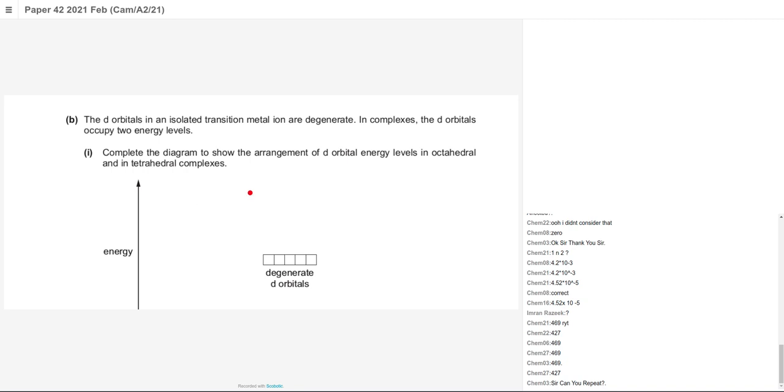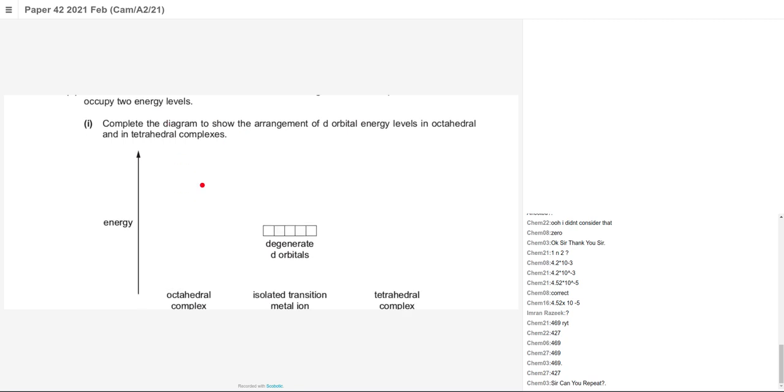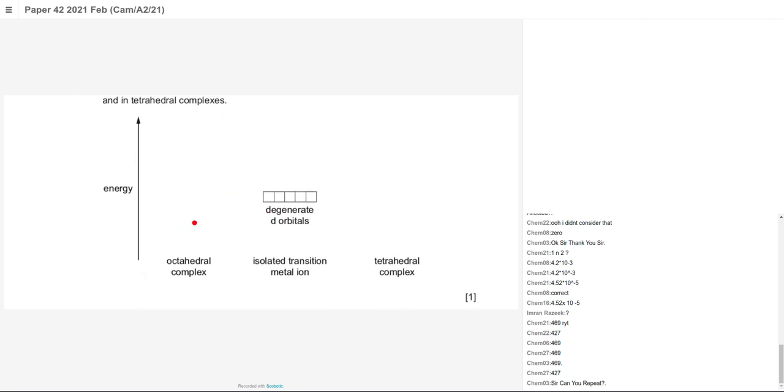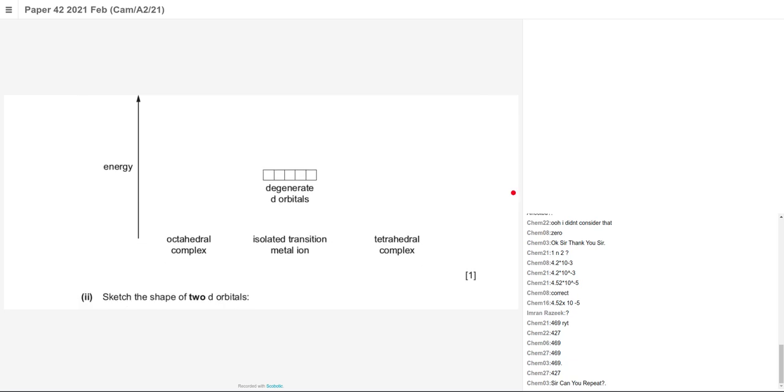The d orbitals in an isolated transition metal ion are degenerate. In a complex, the d orbitals occupy 2 energy levels. Yes, because an octahedral complex splits in a different way to a tetrahedral complex. The octahedral splitting pattern will be such that there will be 3 in the lower level and 2 in the higher level, right?